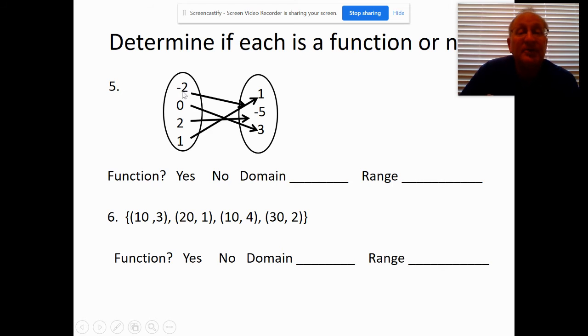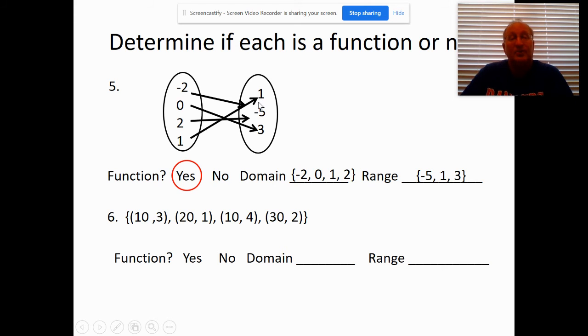Here, as I look up here, notice each of these mappings has one arrow leaving from it, so I know it is a function. And the domain would be the numbers -2, 0, 1, 2. And it doesn't matter that the -2 goes to the 1 twice. It doesn't look like I'm very good here in my drawing, but in this case.